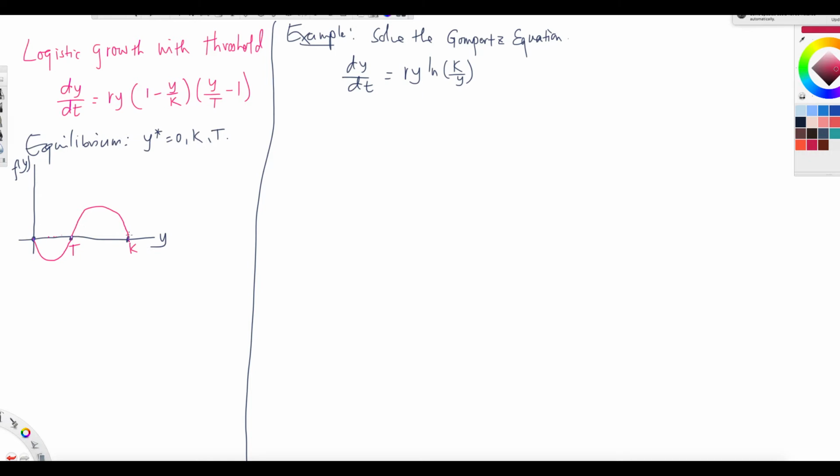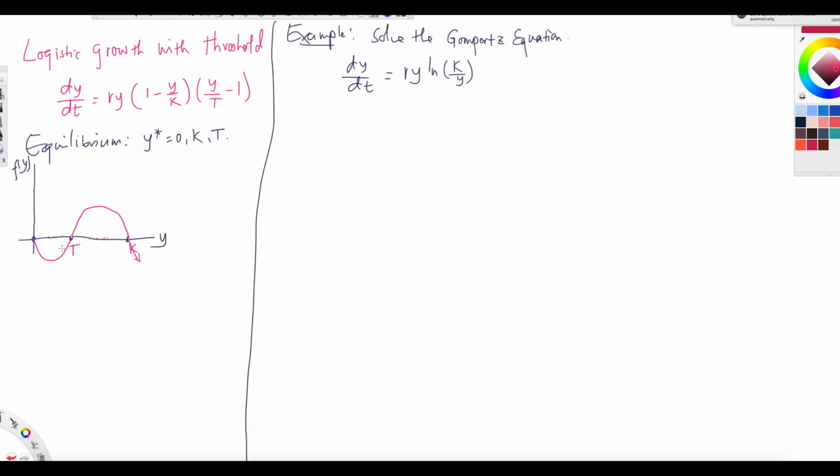Between t and k, y is greater than t, so that factor will be positive. If y is less than k, y over k is less than 1, so 1 minus y over k is positive as well. Positive times positive will be positive, so it will look like this, and then continue that way.